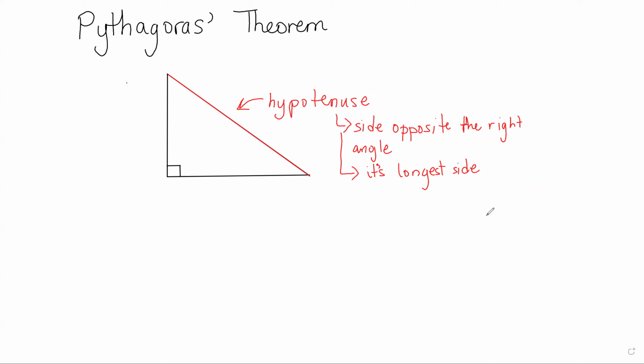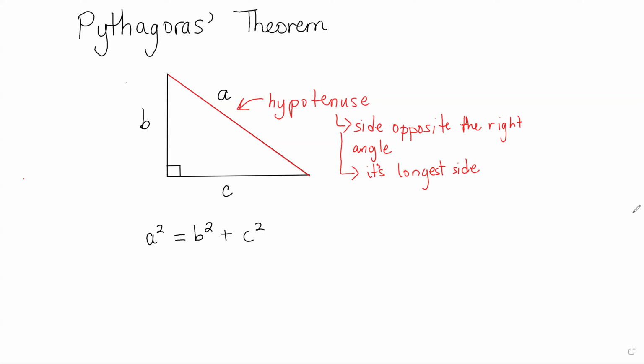So by Pythagoras' theorem, what he came up with is, if this, the hypotenuse, sorry, let's call it A, and let's call this other side B and this side C. Pythagoras' theorem says that the square of the hypotenuse, so A squared, is equal to the sum of the squares of the other two sides. So that is the relationship between the hypotenuse and the other two sides in the right angle triangle.